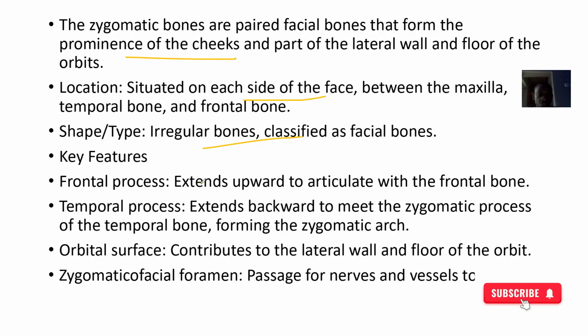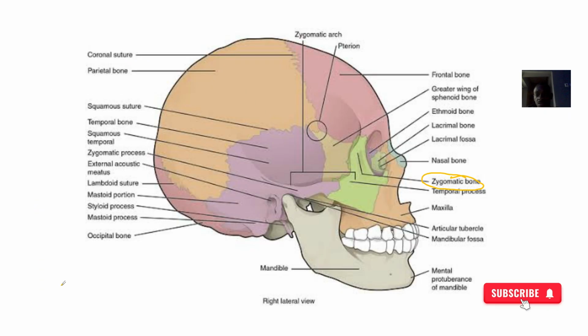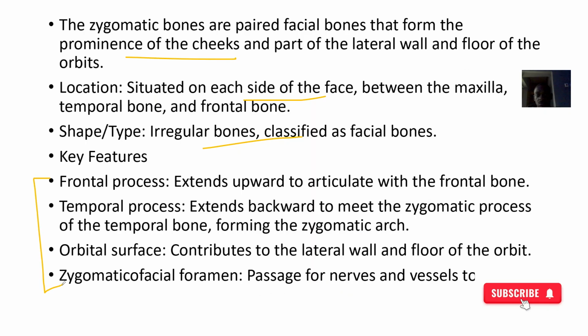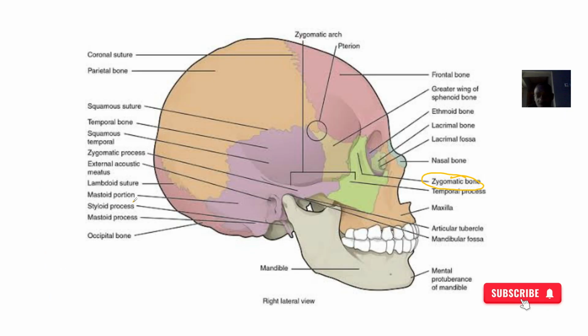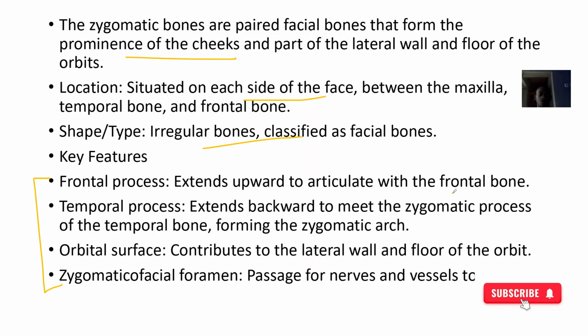So key features. Frontal process: they extend upward to articulate with the frontal bone. Then the temporal process extends backwards to meet the zygomatic process. This is the temporal process. Then to the front here, you have what is known as the frontal process. Then the orbital surface connects to the lateral wall and floor of the orbit.